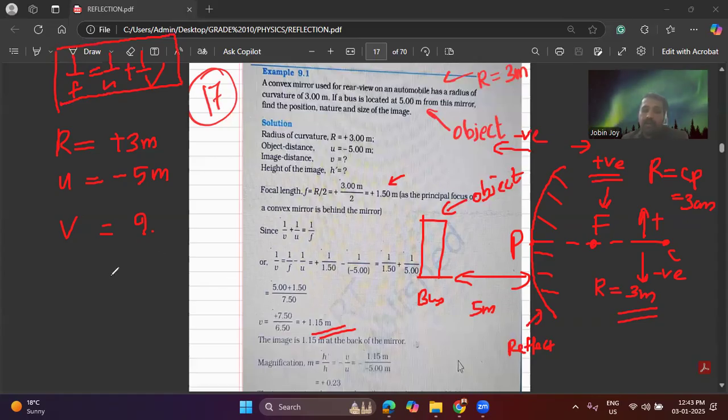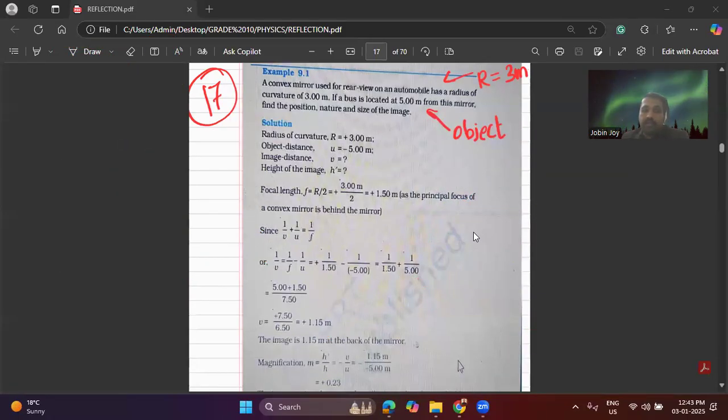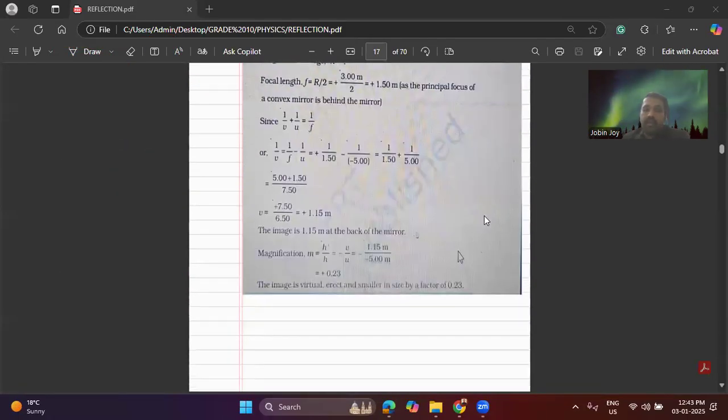Okay, so now you have U and V, then you can apply the magnification. M is equal to what? HI divided by HO, which is equal to minus V by U. So that will be minus 1.15 divided by U, which is minus 5. Solving this, you will get magnification is 0.3.